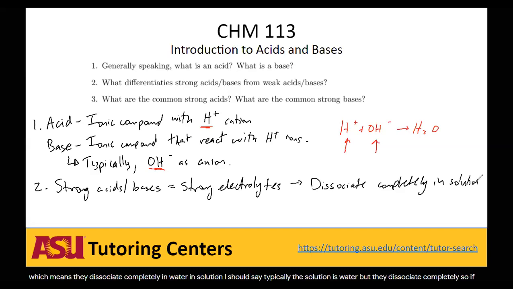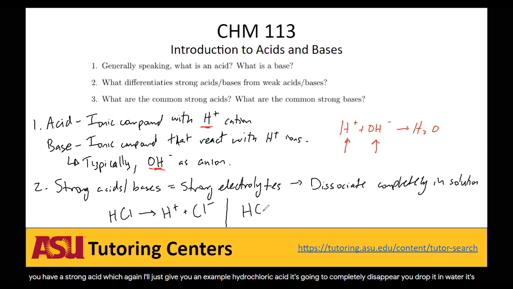So if you have a strong acid, and I'll just give you an example, hydrochloric acid, it's going to completely dissociate. You drop it in water, it's going to immediately become hydrogen ions and chloride ions, immediately. Whereas if you have a weak acid, like HC2H3O2, this is acetic acid, it's going to dissociate a little bit.